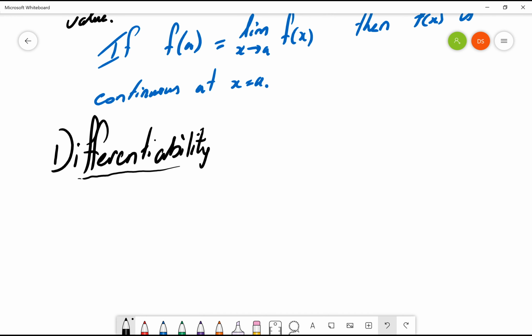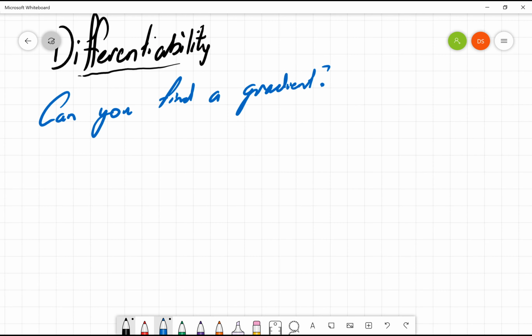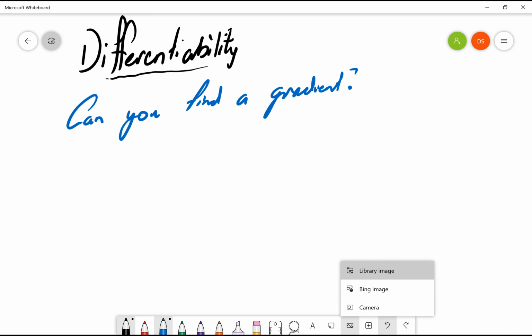I'm going to change this to blue. Can you find a gradient? That's it. Can you find a gradient at that point? And you're like, Mr. Tama, that's the weirdest question you've ever asked. And I'm like, no, it's not. So let's import all these pictures again and see what that means really quickly.